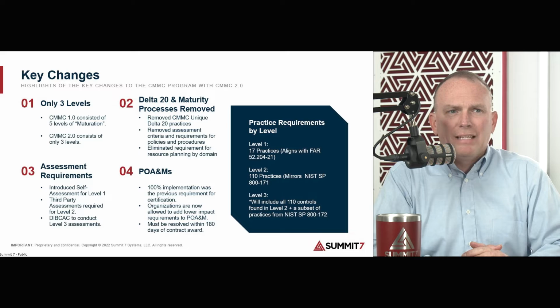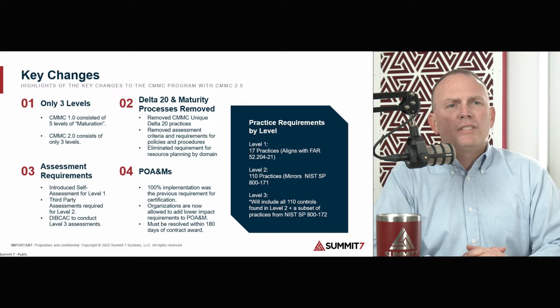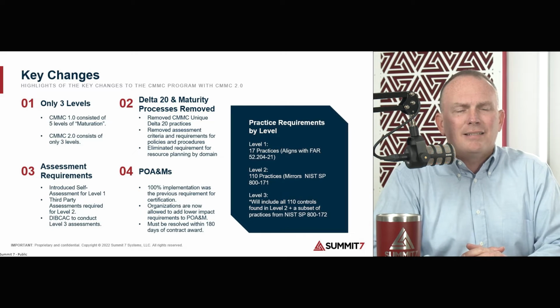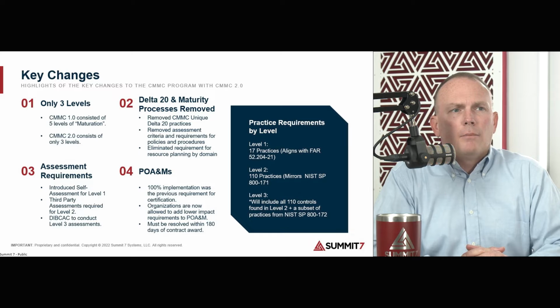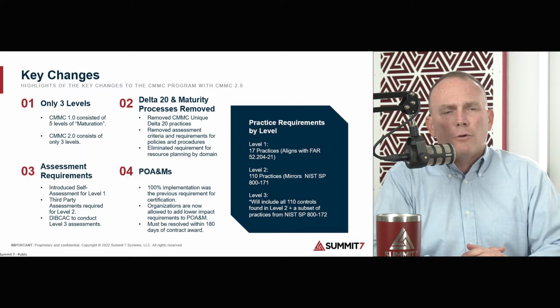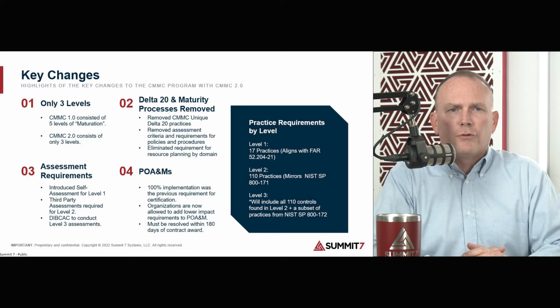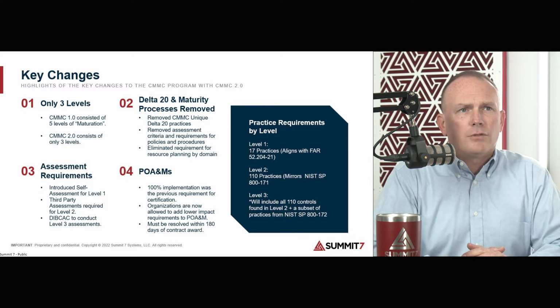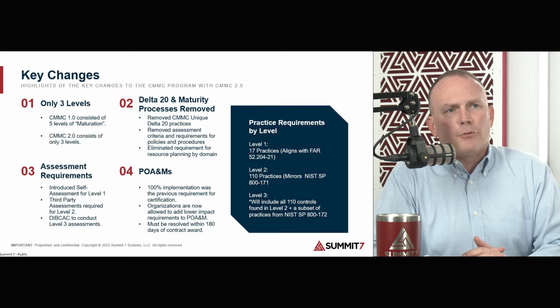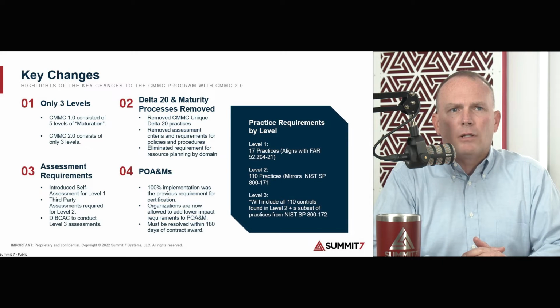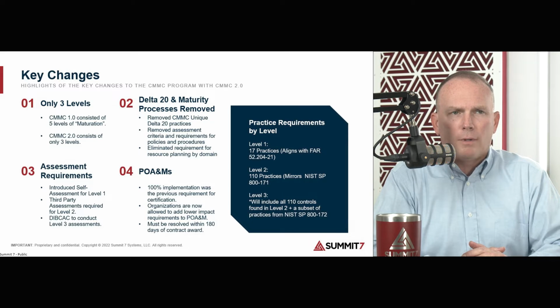You may have heard the term C3PAO, that is a CMMC third-party assessment organization. Those C3PAOs are the organizations that will be assessing at level 2, and then level 3 will require a CMMC level 2 assessment, and then DIBCAC will come in and execute the level 3 assessment on the additional subset of controls from NIST 800-172. So if you're going to get a level 3 assessment, you're first going to get a third-party assessment on level 2, and then DIBCAC will come in and do a third-party assessment on the level 3 requirements, which are essentially enhancements to the level 2 controls.